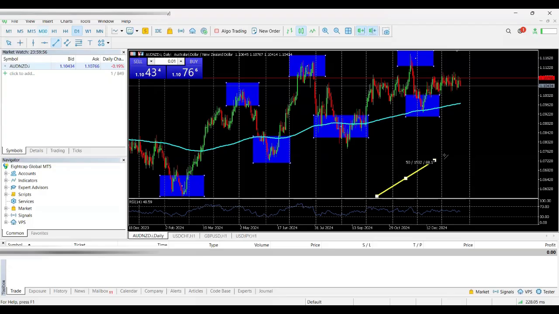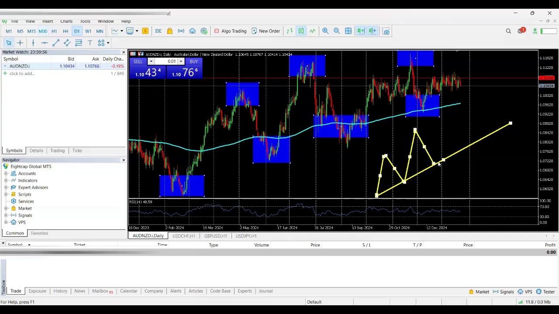So let's say the market is trending up, something like this. You're going to get something like this. This is going to be a higher low. The market is going to go up to create a higher high, right? The market is going to go down to create a higher low.